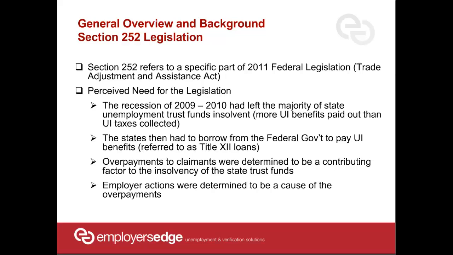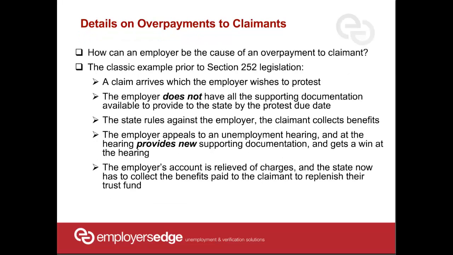And they determined that the reason that all these states were insolvent and didn't have any money was because it was the employer's fault, right? So now you're asking me, how in the world is it the employer's fault that the state doesn't have any money to pay unemployment benefits? Well, let me give you a classic example of an overpayment. So when you get an unemployment claim, the EDD is asking you for separation information. Why is that employee no longer working for your organization? And they give you a due date, right?